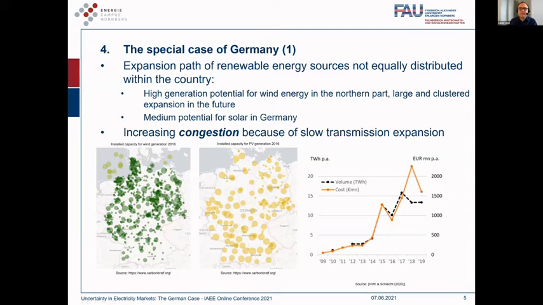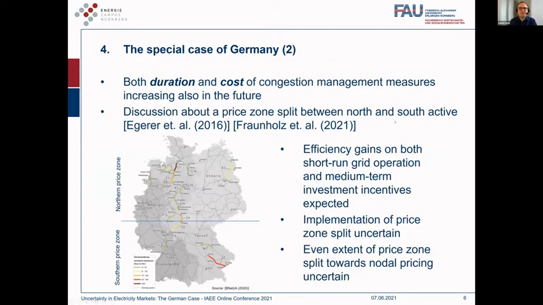So there is increasing congestion because of this distribution of renewable energy sources in Germany. On the right-hand side here down, you can see both the volume of congestion management measures, but also the costs are increasing and are tending to increase in the future. The main reason for this is also the slow transmission expansion, which is currently taking place in Germany. Okay, so we've seen both the duration and the cost of congestion management is increasing in the last years and will also probably increase in the future.